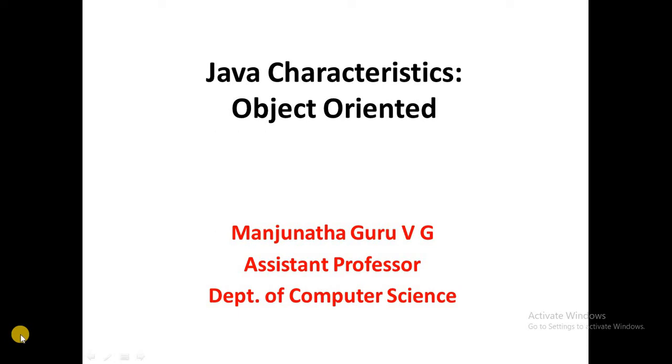Dear students, in this video we are going to discuss Java characteristics. Object oriented. Object oriented is one of the main features of the Java programming language. Java is an object oriented programming language.